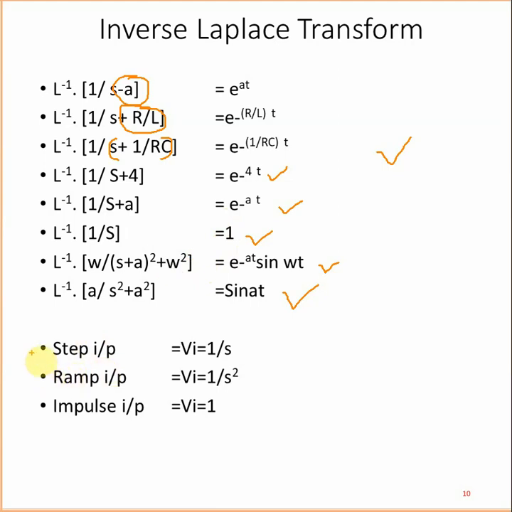There are three different types of input: step input, ramp input or impulse input. The input Vi is the input DC source. Say the DC source is 10 volts. For a step input, you substitute 1 by s. If it is a ramp input, substitute 1 by s squared. If it is an impulse input, substitute 1. That's all. Don't worry, we will see one derivation, and it will be easy to understand.